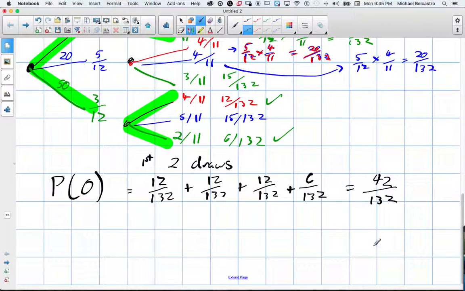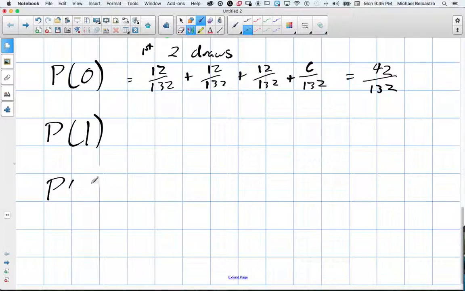Now they asked us for the probability distribution, which means they're also looking for the probability of choosing only 1 and the probability of choosing 2.